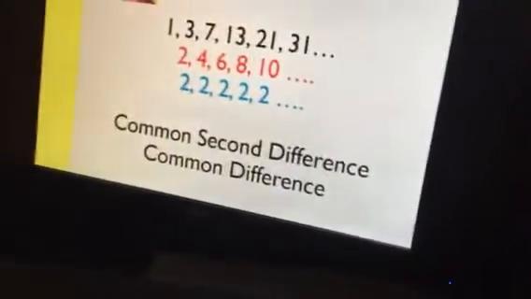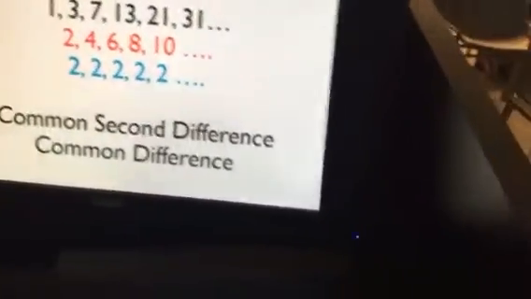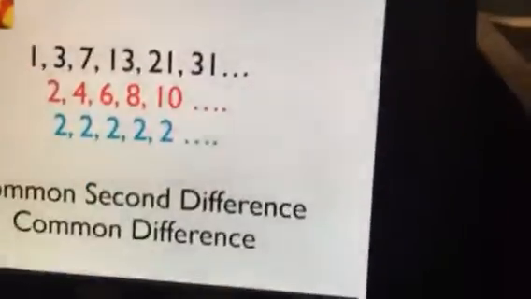Let's get to that right now. Let me put it back on the document camera for you. So I'm going to call this common difference.